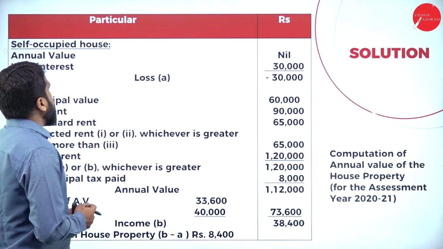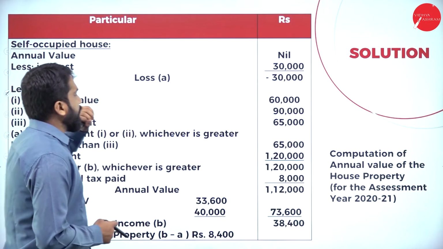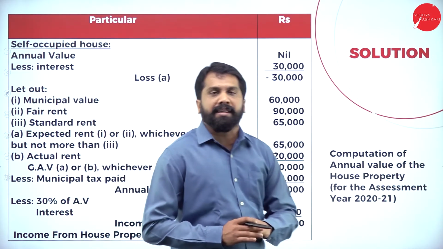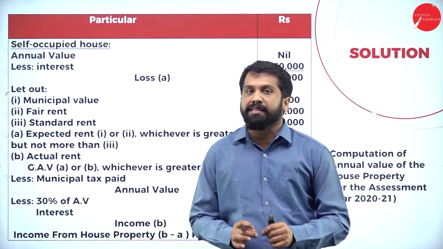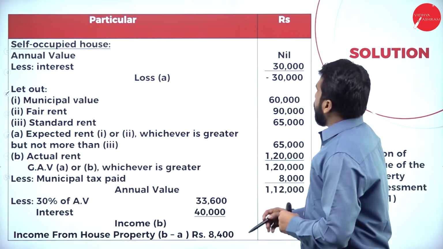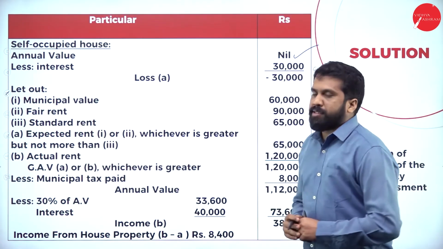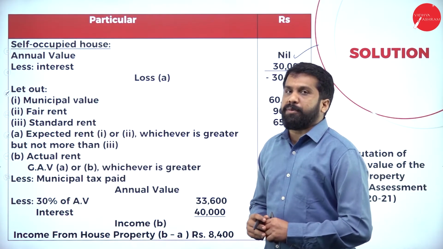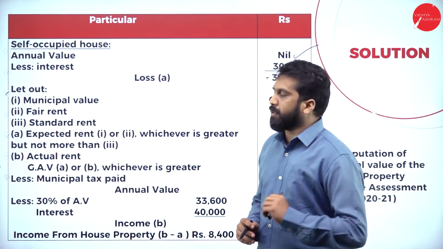Now, particular self-occupied, as I told you, we will not consider anything. We will not even consider municipal tax paid. Now, annual value, it is nil. Why? Because it is self-occupied. We will not consider the rent part.